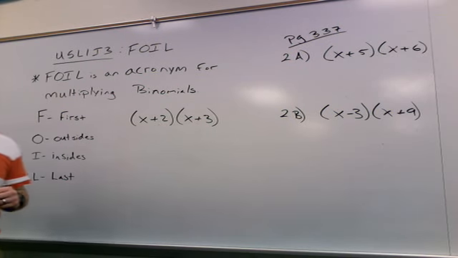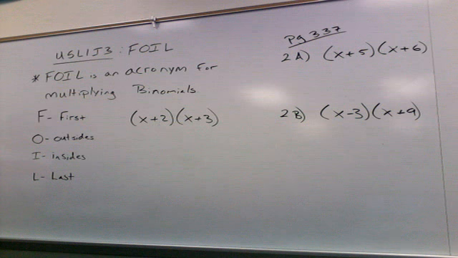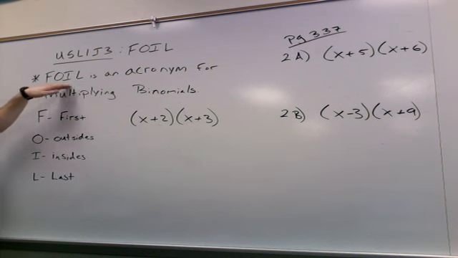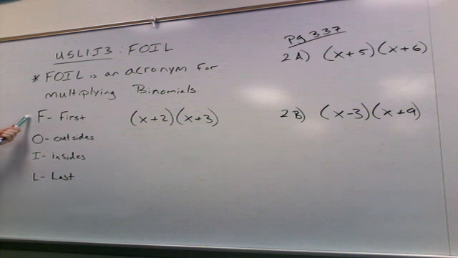All right. FOIL. FOIL is an acronym for multiplying binomials. You guys remember that? You guys know what an acronym is? It means it's a word where each letter stands for another word, right? So in FOIL, F stands for first, O stands for outside, I stands for inside, and L stands for last.